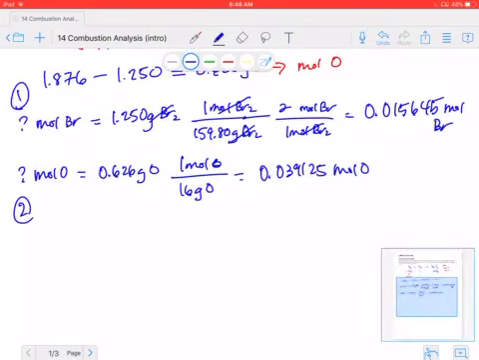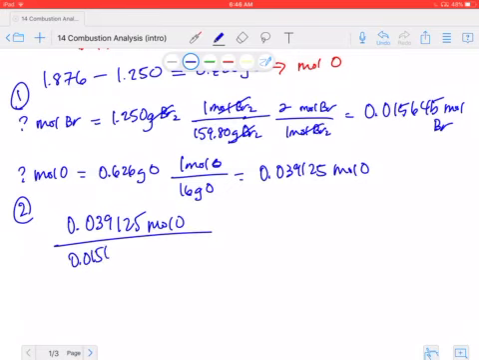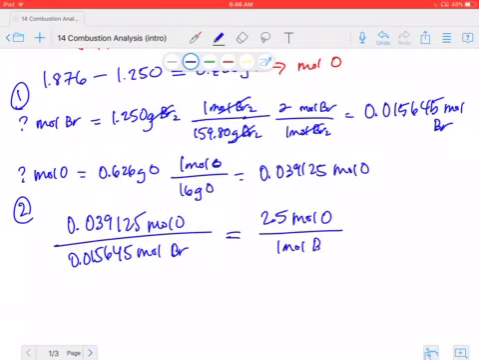And then our second step, so that's the first step. Second step is to ratio them. So we want to ratio the larger number on top, smaller number on bottom. So this is 0.039125 moles of oxygen, and we have 0.015645 moles of bromine on the bottom. Go ahead and plug that into our calculators. This is going to reduce to 2.5 moles of oxygen, 1 mole of bromine. So that needs to be a whole number. So I'm going to multiply top and bottom by 2. We're going to get 5 moles of O and 2 moles of Br.